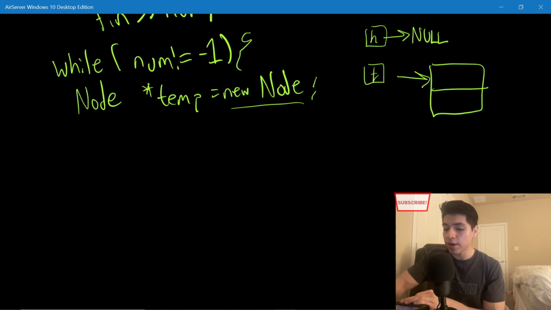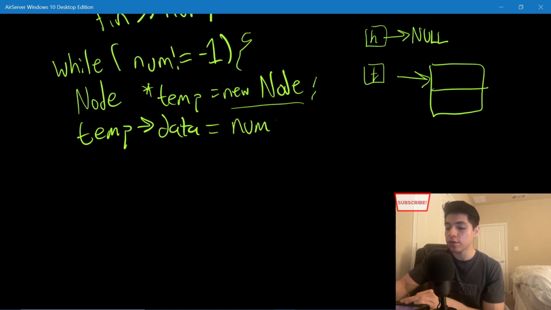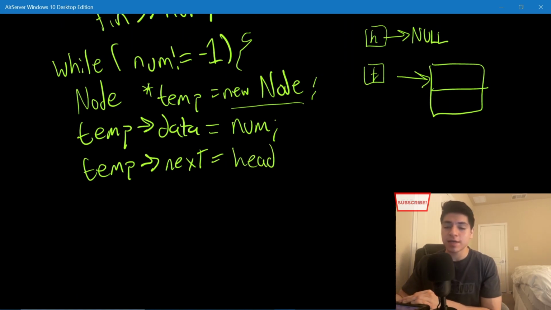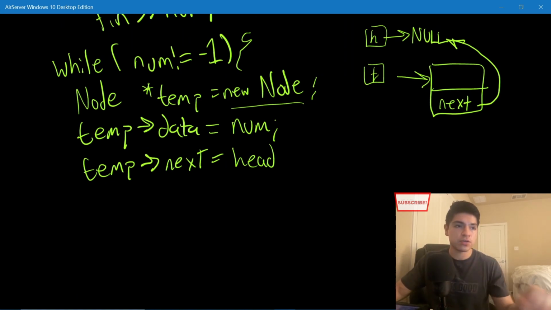To do this, we want to access the temp with this arrow, the temp's data, and we're going to make that equal to num, which is currently storing the first integer from our file. And we want to do temp next is going to equal head. So what this is basically saying is whatever head is pointing to, make next point to that. And our num, like we said, is going to be our first integer, which in this case from our list is 4.